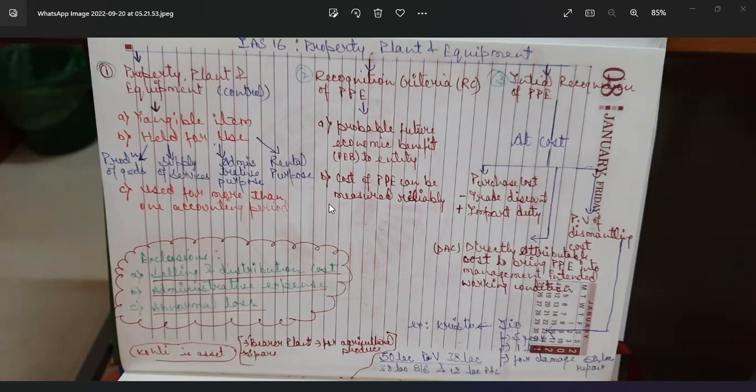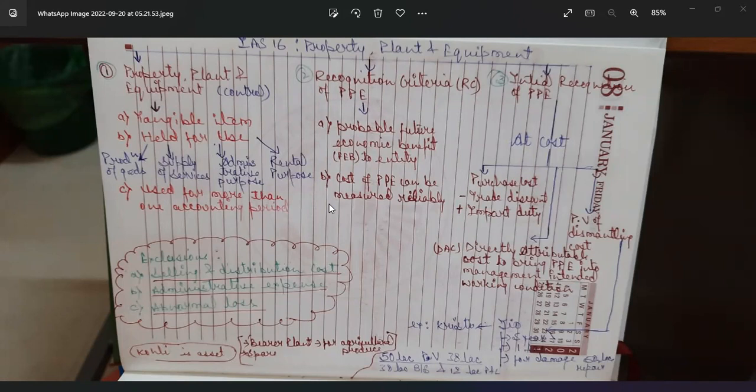So coming to the meaning, your property, plant and equipment should be a tangible asset. It should be held for use. Here, held for use means whatever the PPE we are using, it should be used for business purposes only. In that business purpose, it could be held for production of goods, for supply of services, for administrative purposes, or for rental purposes.